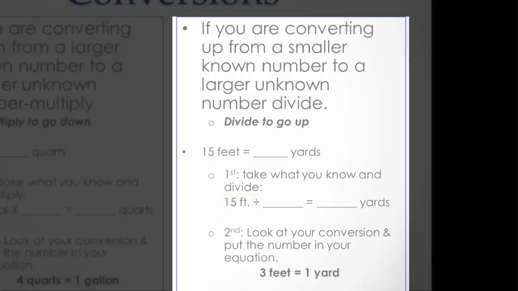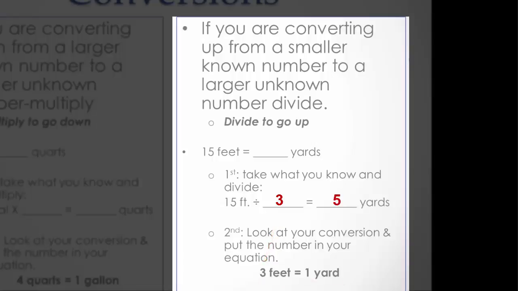So the second step is to look at our conversion relationship and put the number back into the equation. In this case, my relationship is 3 feet equals 1 yard. Now I can take my 3 feet, again I'm never going to take the 1, I'm going to take the 3 and put it back into my equation, and I have 15 divided by 3, and that equals 5 yards.